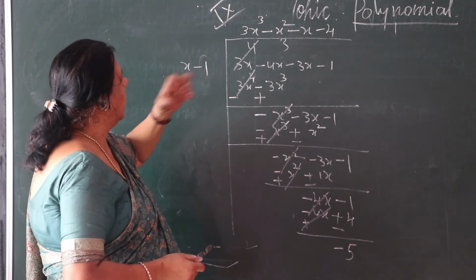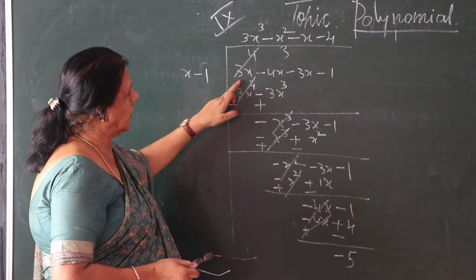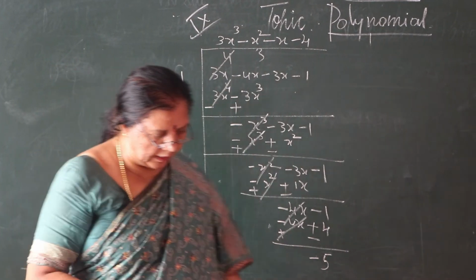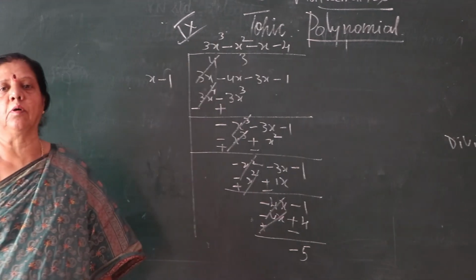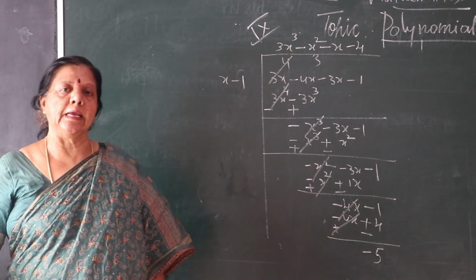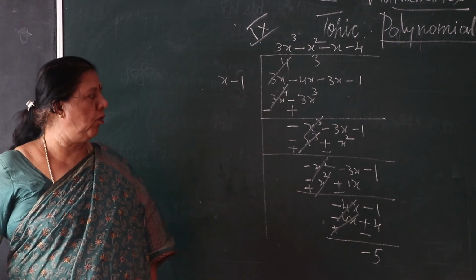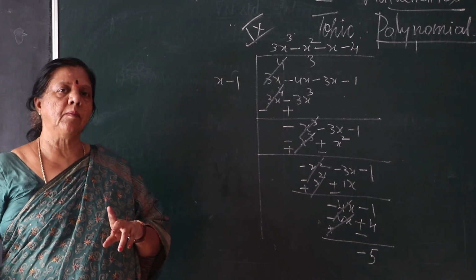Here what is the answer? This is the quotient, this is the divisor, this is the dividend, and this is the remainder. Okay children, you got it now? So this is the answer given in your textbook. You go through it once again. This is the way you have to solve the problem, children. This is the remainder theorem.